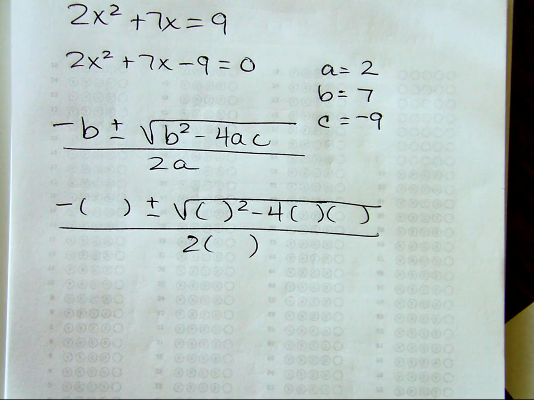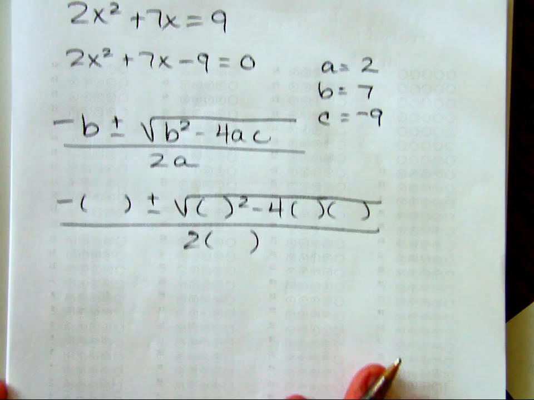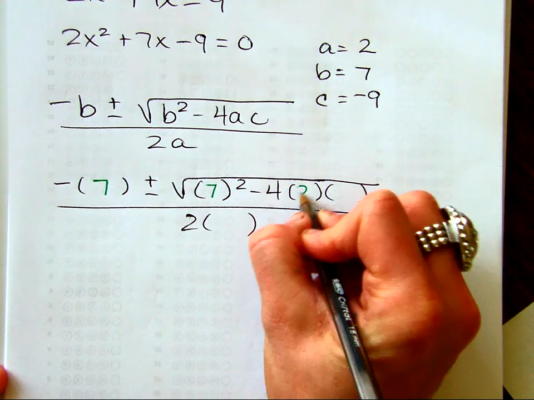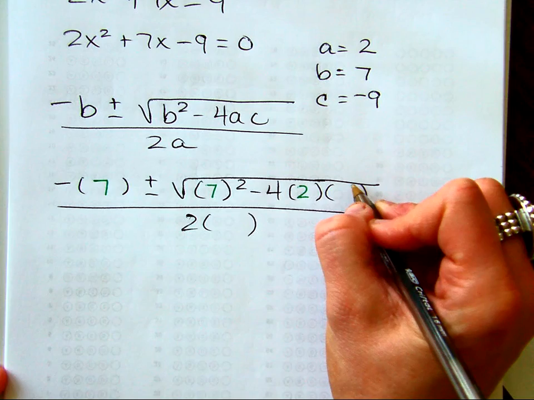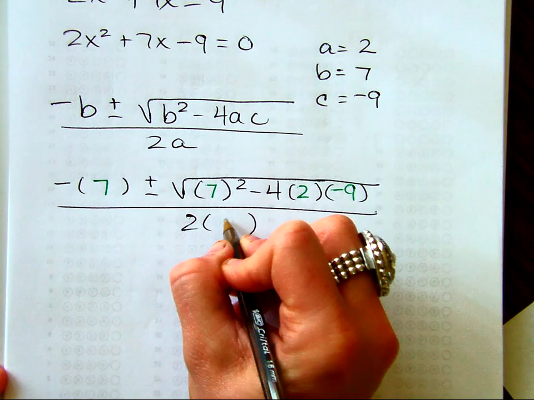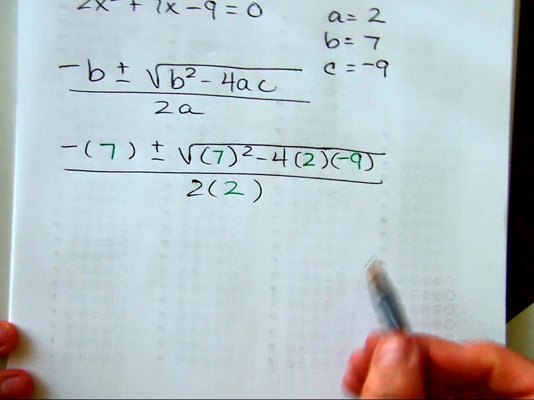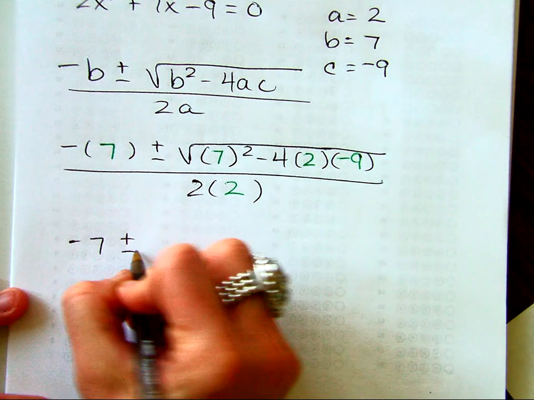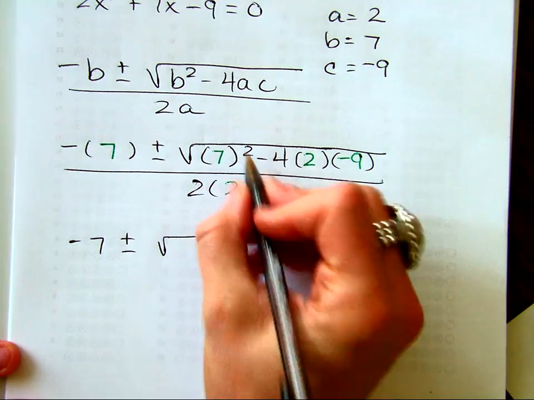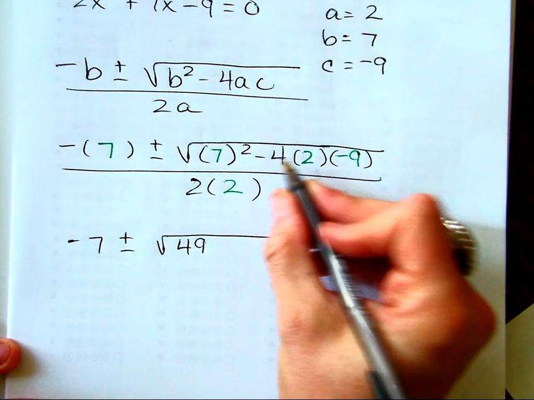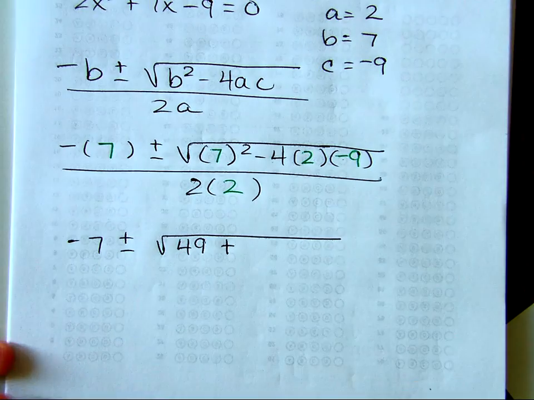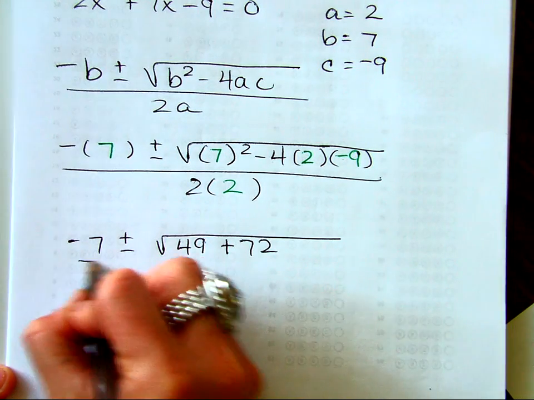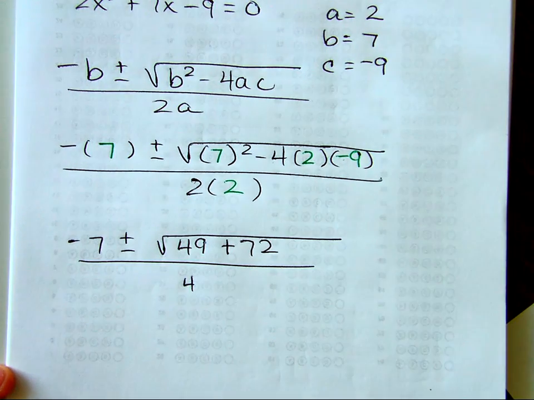Okay, so let's fill in our values. Our B is 7, so we'll put that there. Our A is 2, and our C is negative 9 with another 2 there. And now we get to it. So the opposite of 7 is negative 7, plus or minus the square root of all of this. So we have 49. Negative times negative is a positive. Be very careful to put that there. 8 times 9 is 72. And you're going to divide all that by 4.